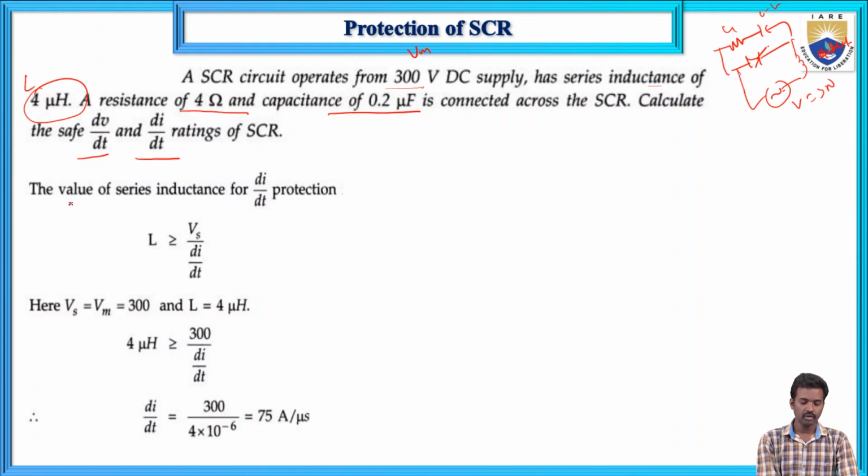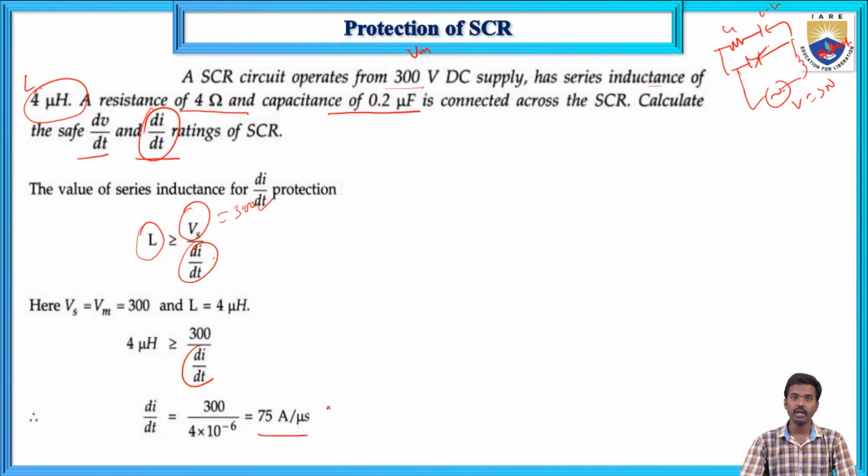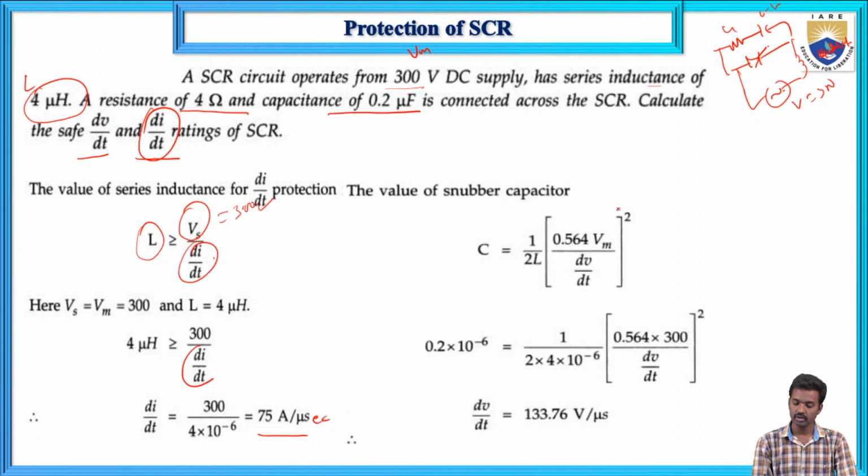Now the value of the inductor for di by dt protection. We know that Vs equals L di by dt. Here the inductance L equals 4 into 10 power minus 6 and Vs equals 300 volts, so the di by dt value you can calculate easily. di by dt equals 300 by 4 into 10 power minus 6, that means 75 amperes per microsecond.